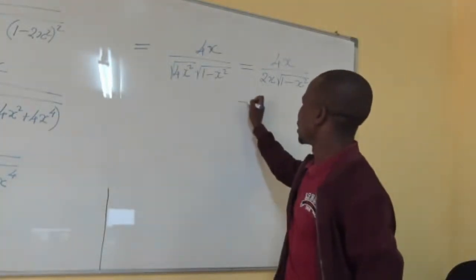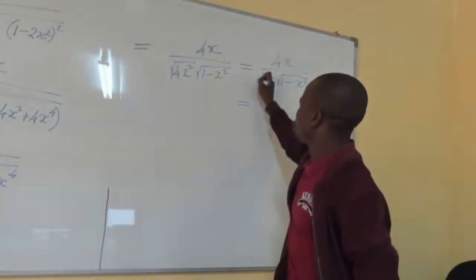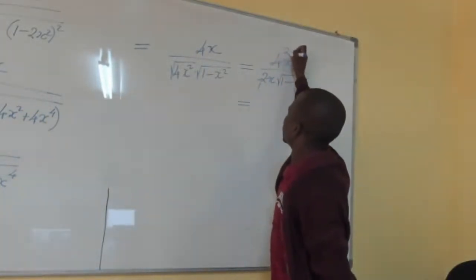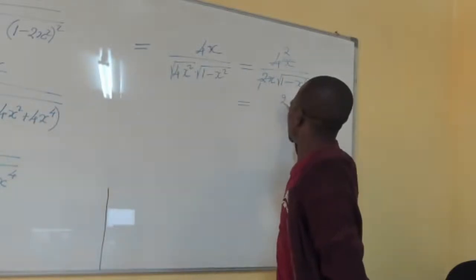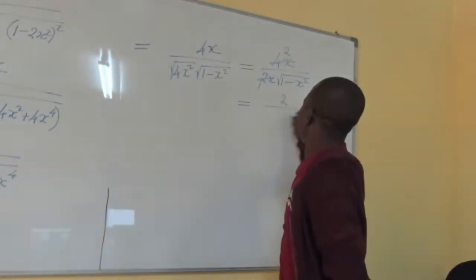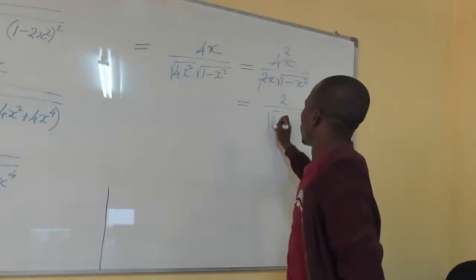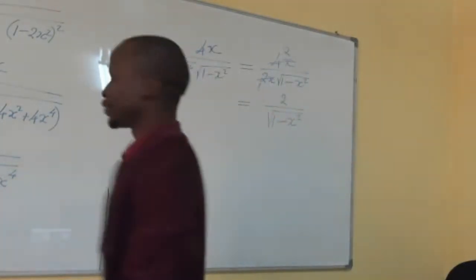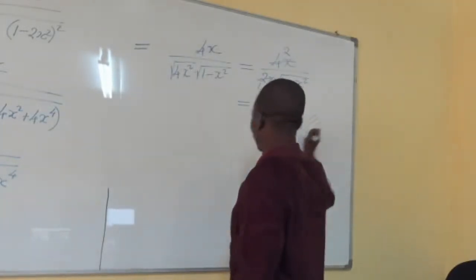And then 2x into 4x to give us a 2. So the final answer is going to be 2 over the square root of 1 minus x squared. That is your final answer after simplifying.